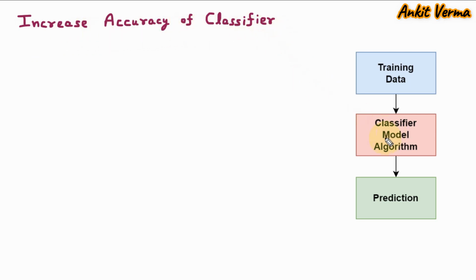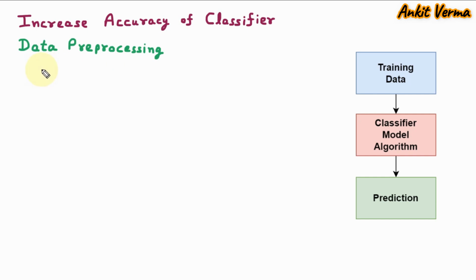Classifier is also called model or algorithm. In the diagram we can see that we have training data from which we train the classifier and they give the prediction. To increase the accuracy of classifier, model or algorithm, the first technique is data pre-processing.